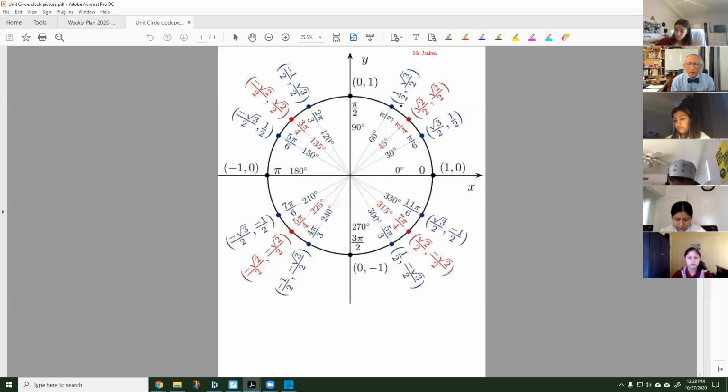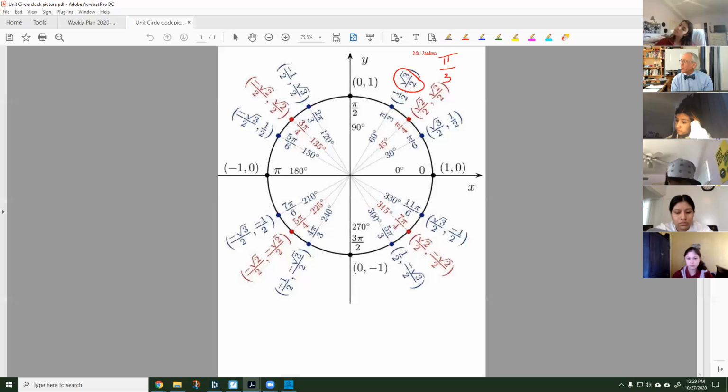Okay, so I'm looking at my units. Sine is the y value, right? Sine is the y value. So I'll look over here. No, that's a half. That doesn't work. And this is radical 2 over 2. That doesn't work. Oh, my sine value right over here is radical 3 over 2. So a pi over 3 angle has a sine value of radical 3 over 2.